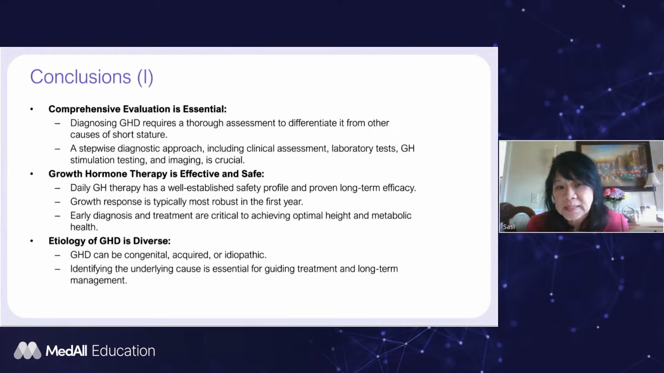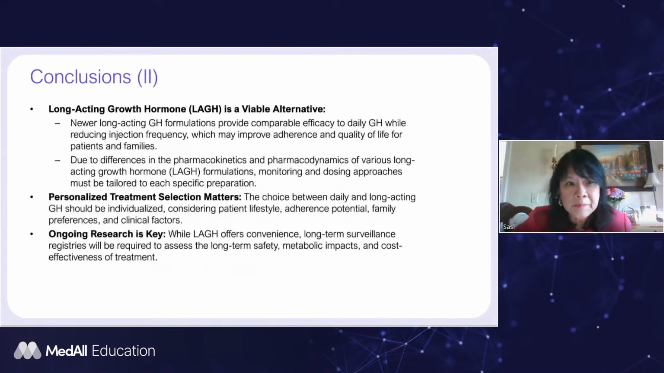The etiology of growth hormone deficiency is diverse, so it can be congenital, acquired, or idiopathic. And we need to identify the underlying cause to provide appropriate treatment. And long-acting growth hormone is a very attractive option that we may consider. The growth outcome is very comparable to daily growth hormone. And this can help reduce injection frequency, and that may improve adherence and quality of life for patients and family.